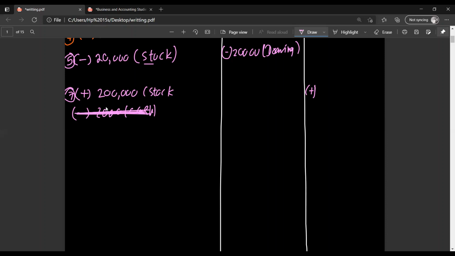So we need to pay it back. Definitely we need to settle that. It's like a loan. In an ordinary bank loan we get cash, no? So here we get stock. So our liability of creditors will be increased by 200,000. You need to mention it. Creditors. Got it?